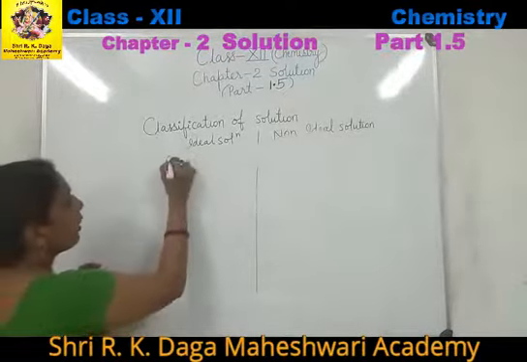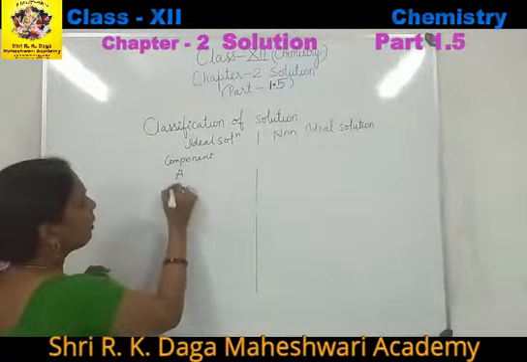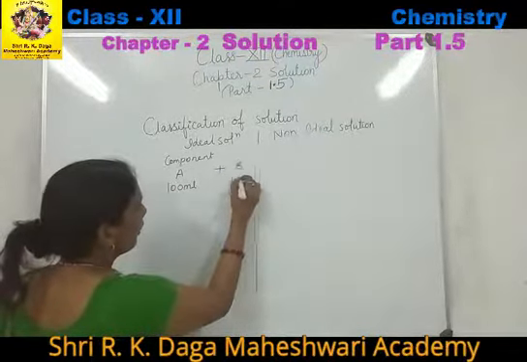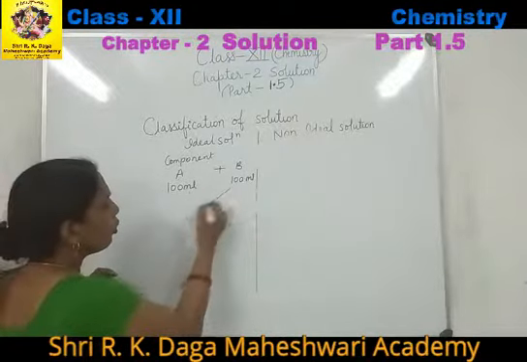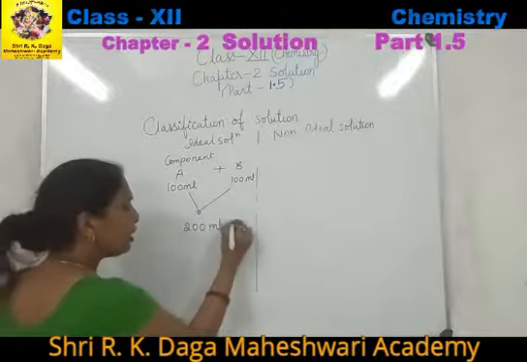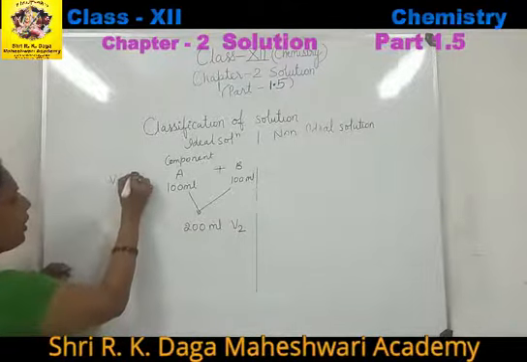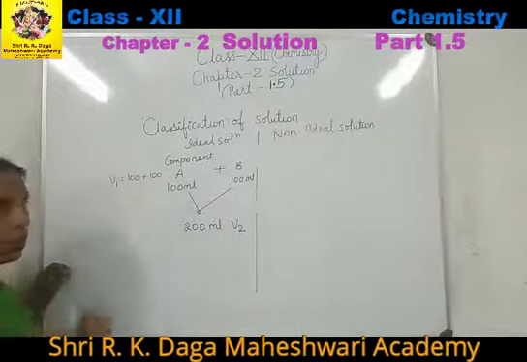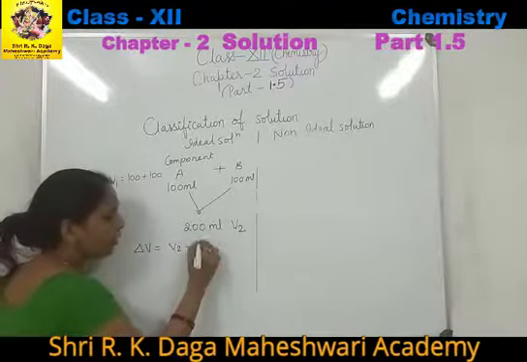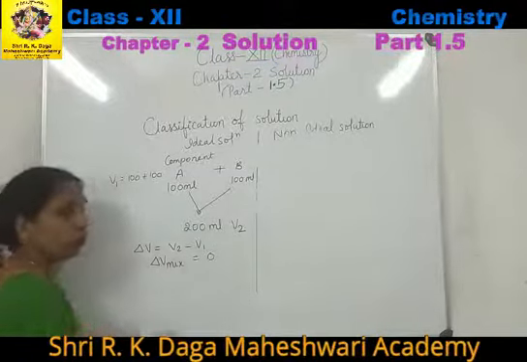Suppose I have a component A, 100 milliliter, and component B is also 100 milliliter. If we mix these two, the volume will be 200 milliliter. This is the final volume, which is represented by V2. And what is the initial volume? 100 plus 100 is equal to 200. So the change in volume, del V, will be equal to V2 minus V1, means del V after mixing the two components is equal to 0.